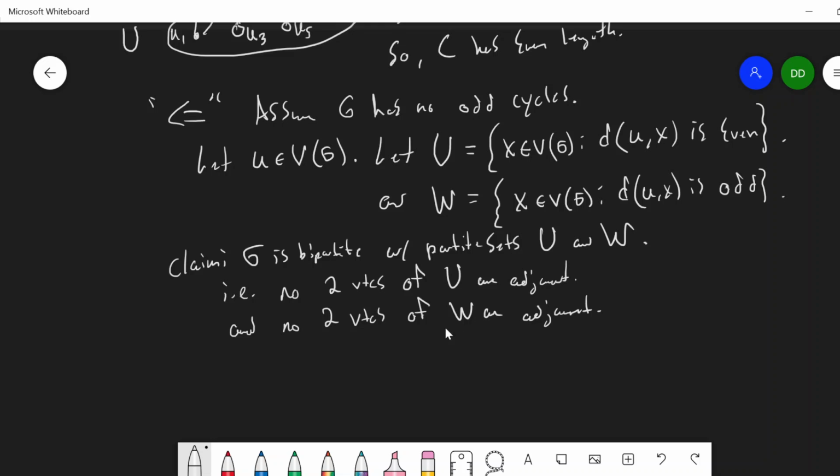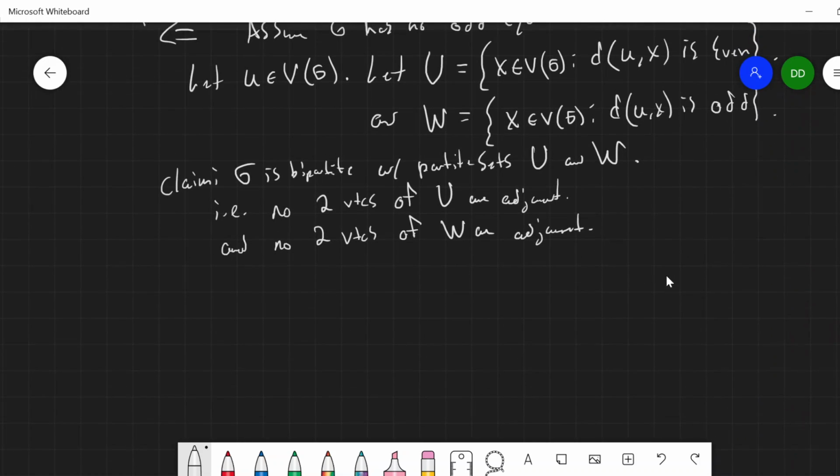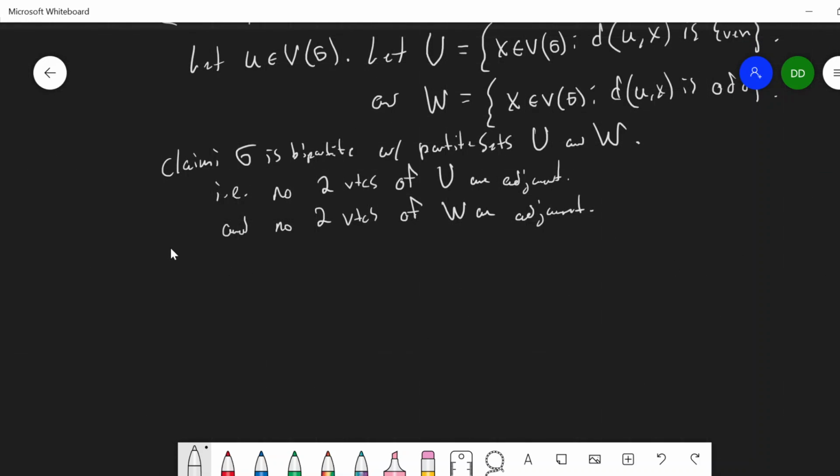Now I'm just going to focus in on this case, showing that no two vertices of W are adjacent. Once we finish, it'll be clear that you can do almost the same thing with U, and so I'll leave that off the proof. So the claim is no two vertices of W are adjacent. We're going to do a proof by contradiction here. So suppose not.